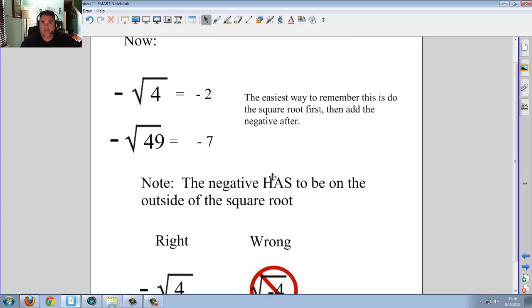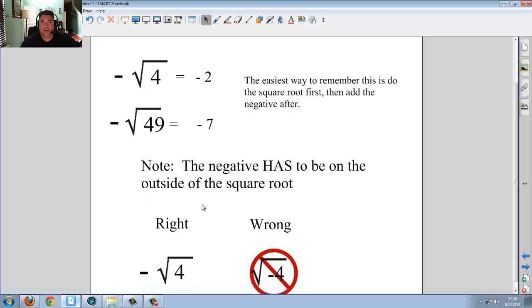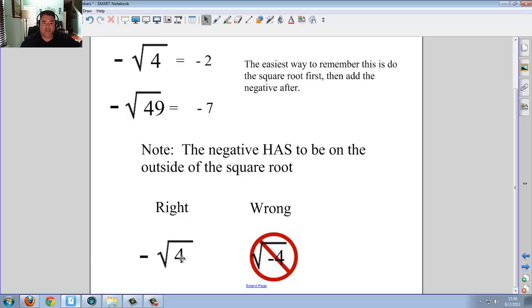But the negative has to be on the outside of the square root. In other words, this is fine. This becomes negative 2. But this can't work. Why? Because no numbers multiplied by itself will make a negative. Now you might say, wait a minute, what about negative 2 times negative 2? But negative 2 times negative 2 would make positive 4. In fact, the only way to make a negative 4 would be a positive 2 or a negative 2, I mean, if you're using just 2's. And that's why it can't work. Negative has to be on the outside. This here is not possible, at least not for where we're at. Later in math, they have a thing for it, but for us, we'll just say the negative has to be on the outside.